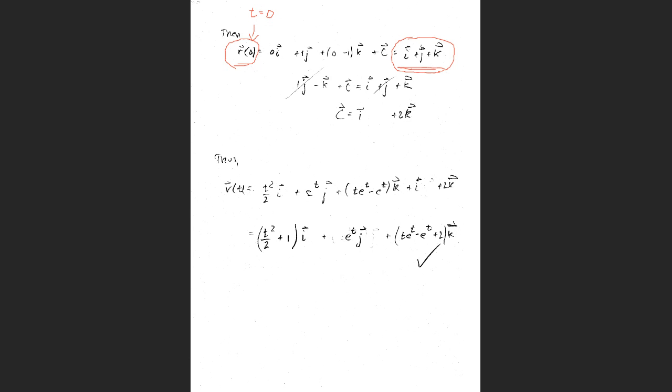Okay. But this here is just equal to negative k plus c in the center. And it turns out that the constant vector c will equal i plus 2 times the k vector. Let me know if there's anything you don't understand here, okay?